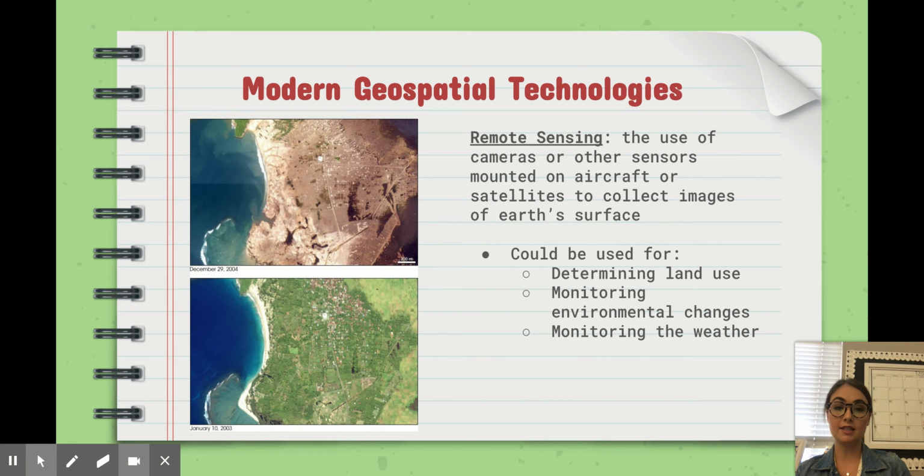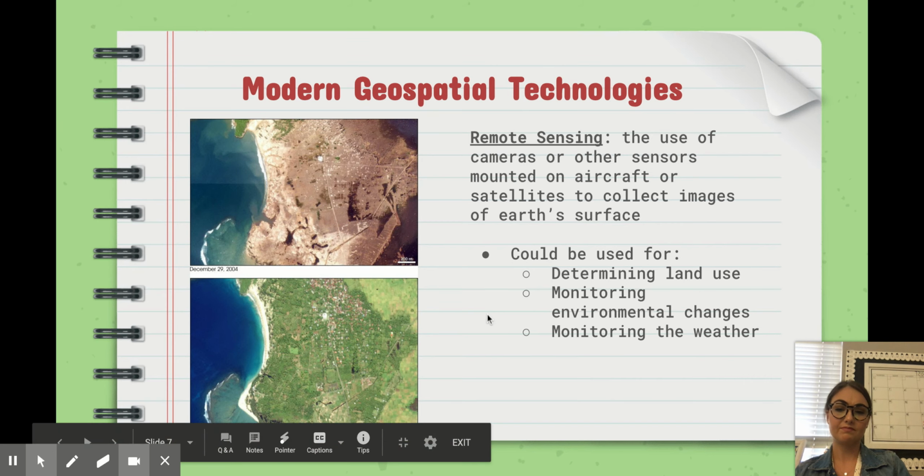Now, remote sensing is the use of cameras or other sensors mounted on aircraft or satellites to collect images of the Earth's surface. All remote sensing is taking pictures from space so that we can compare land over time. All right. So it could be used for determining land use, so figuring out how this land is being used, monitoring environmental changes, monitoring weather. It can be used for all sorts of things.